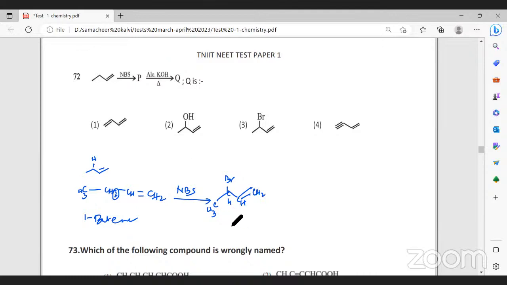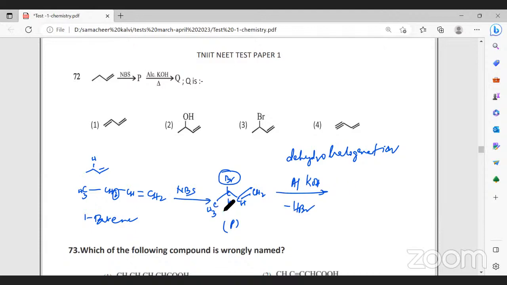The next step of the reaction: when you allow it to react with alcoholic potassium hydroxide, it undergoes dehydrohalogenation. Dehydrohalogenation means removal of hydrogen and halogen. So this bromine and one of the hydrogens from this carbon, there are 3 hydrogen atoms, one of the hydrogen atoms will be eliminated as hydrogen bromide.